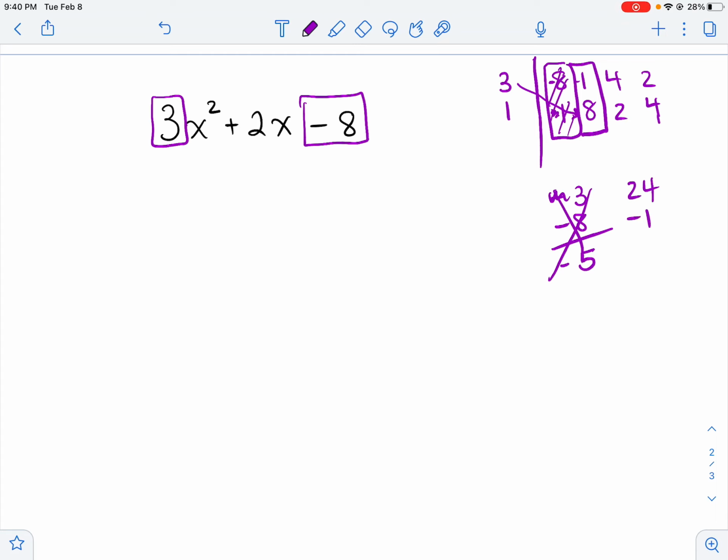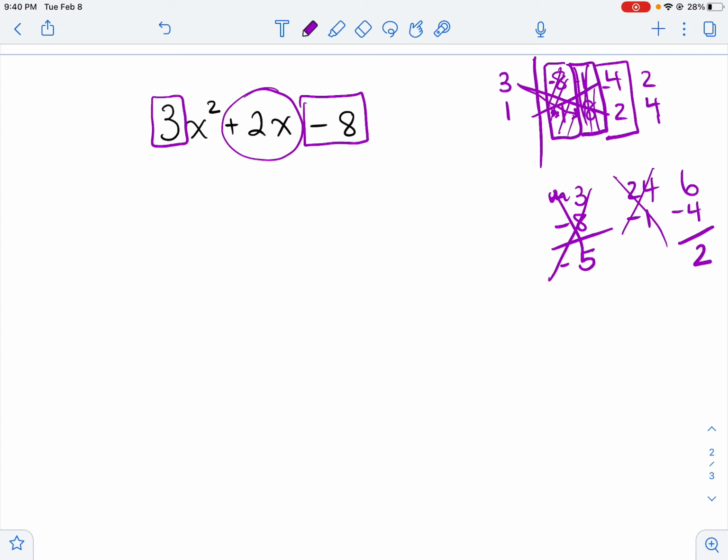You know what? Right off the bat, since we're just trying to find numbers that add to 2, I know it's not going to be that combo because 24 is gigantic. That's never going to make 2. Okay, let's try 4 and 2. So I know one of these might be negative. So I'm going to try to make the 4 negative. Okay, so I'm going to go 3 times 2 is 6. 1 times negative 4 is negative 4. 6 take away 4 is 2. And that's the number I was looking for.